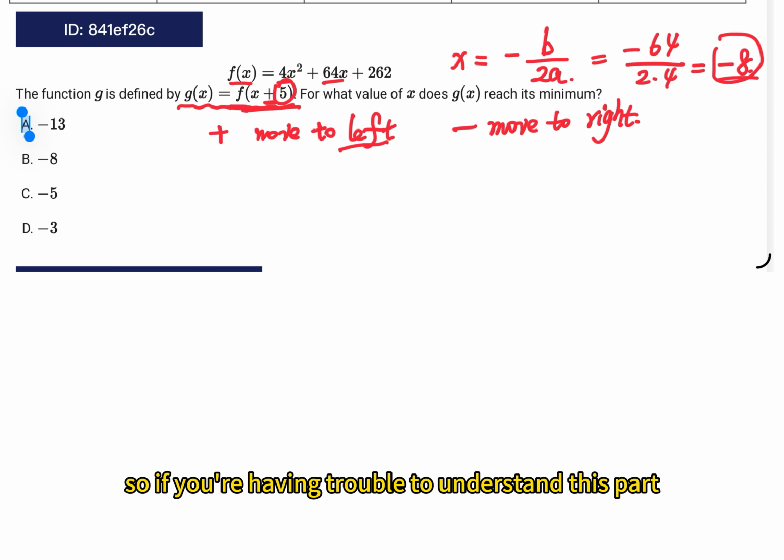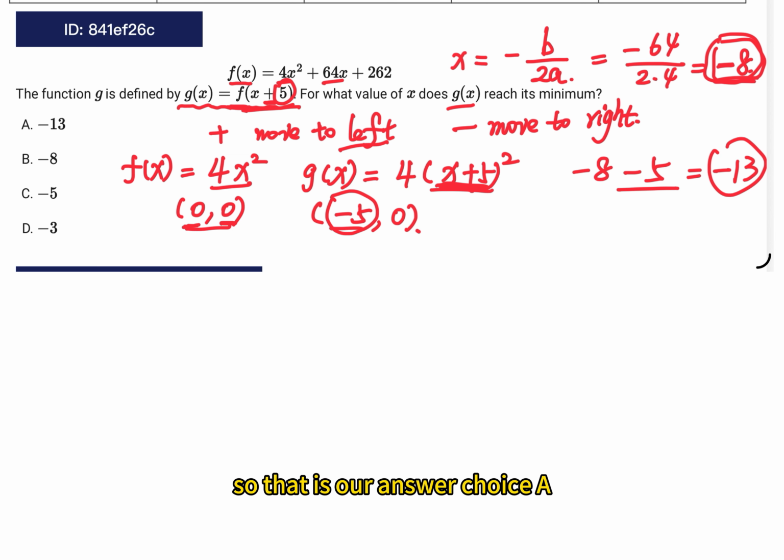Okay, so now you get this part. We know the f(x) function, the vertex is at negative 8, right? The x-coordinate. So the g(x), we should move this to the left also by 5 units, which should be negative 8 minus 5. That is going to be negative 13, right? So that is our answer choice, A here.